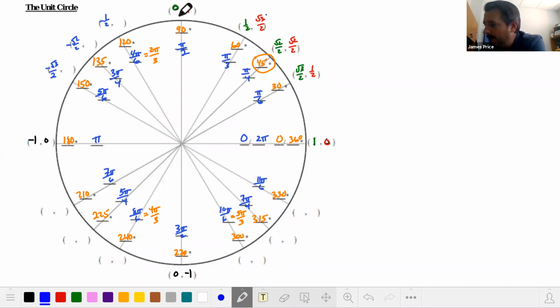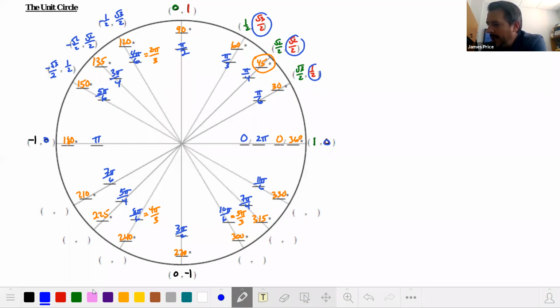So if you have root 3 over 2 here, this stays the same, root 3 over 2. And then we have root 2 over 2, so it becomes root 2 over 2 over here. And this is 1/2, and so that's 1/2. And then, of course, this is 0, so this is still 0.